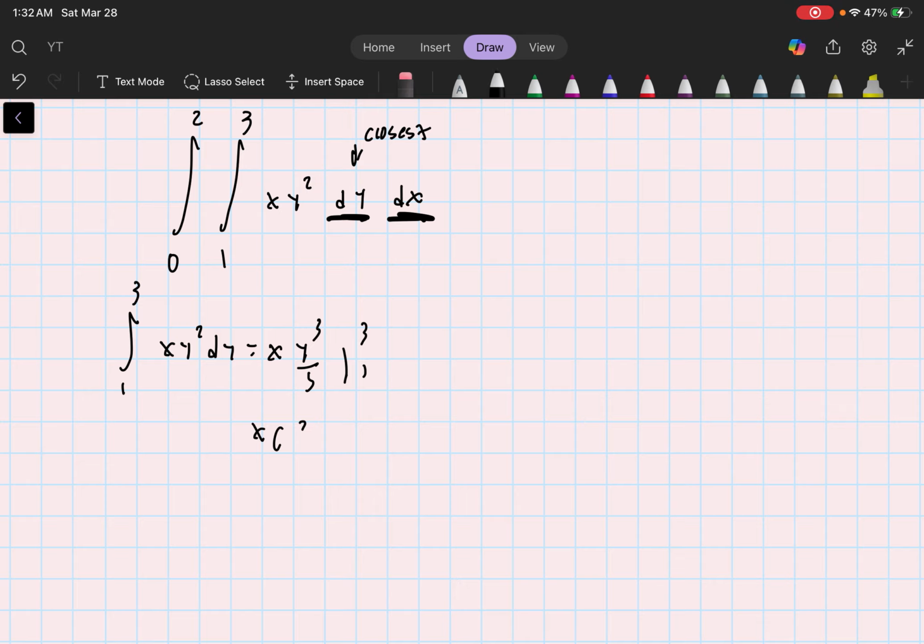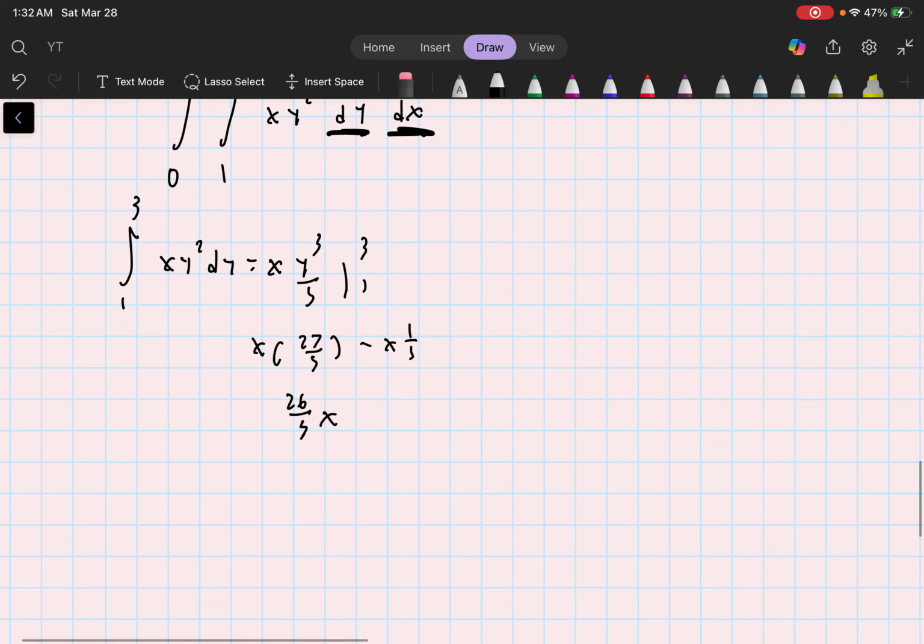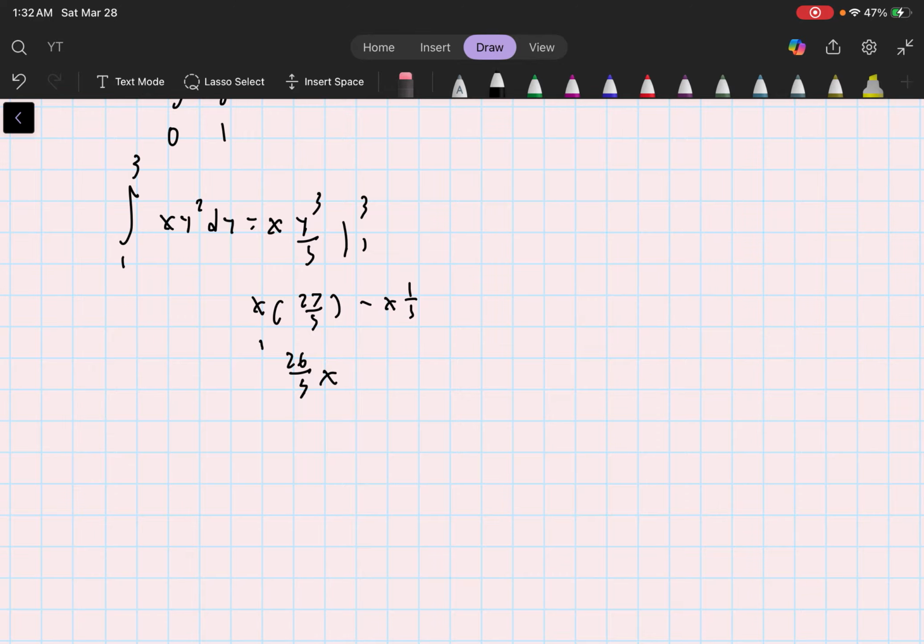3 to the third is 27 over 3, minus 1 over 3, times x. Then you should get 9x minus... Actually, you know what? Not even going to do that. We're just going to do 26 over 3 x, because that's what it integrates to. Then from here, you integrate from 0 to 2 because you're not done yet.